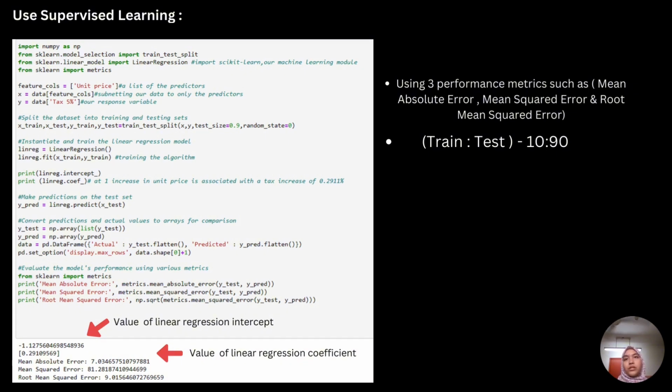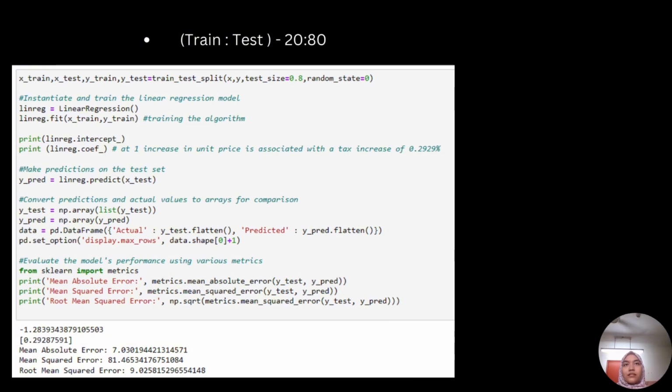Then we start to make predictions on the test set, and we evaluate the model's performance using various metrics such as mean absolute error, mean square error, and root mean square error. For the mean absolute error, we got 7.03466. For the mean square error, we got 81.2819. And the root mean square error is 9.0156. For the next train test split, the test size is 0.8, which means 80%, and the random state is still 0.